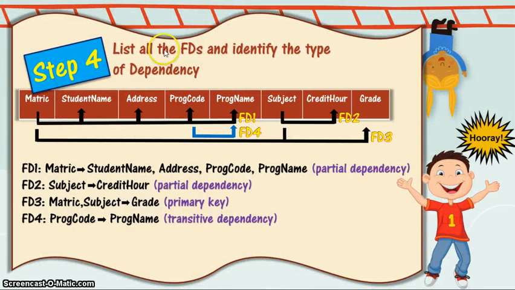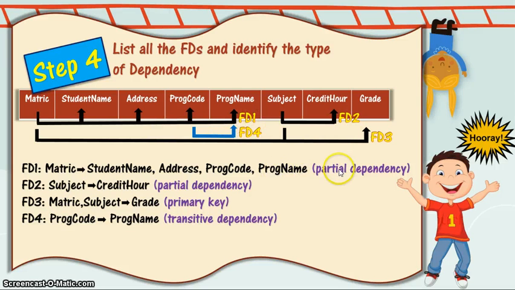Next step, you have to list all the FDs. FD1, FD2, FD3, FD4. As I said, this is the standard format you should follow to answer questions on the exam or the tutorial. FD1: key attribute, non-key attribute. Left side is the key attribute, right side the non-key attribute. So we have 1, 2, 3, 4.